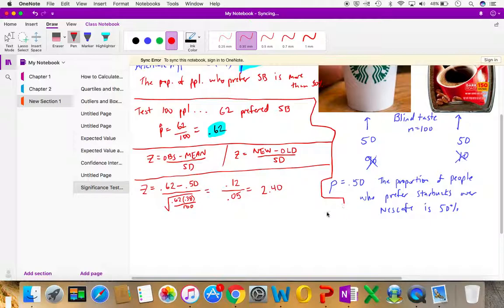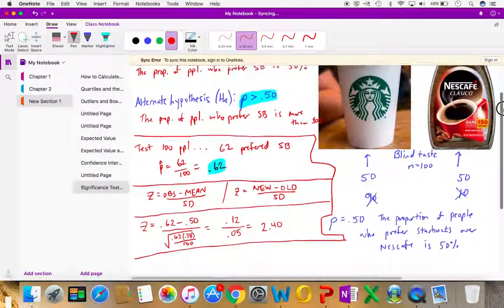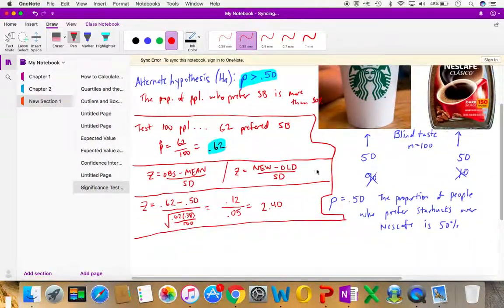Okay, 2.40. Now I'm going to stop there for just one second. We're going to come back to that z-score in a minute. But I want to visually look at what we're trying to prove here. Basically, what this 2.4 is telling us, let me just highlight this z-score.